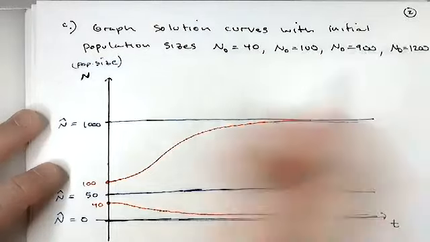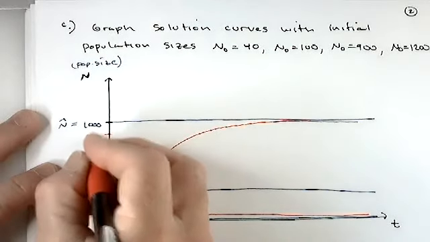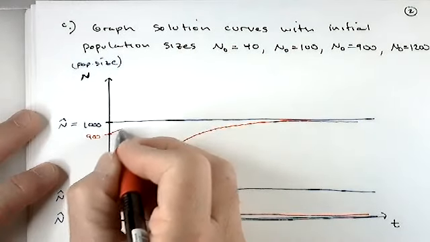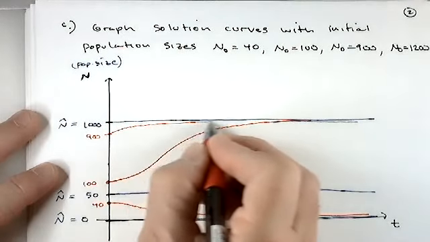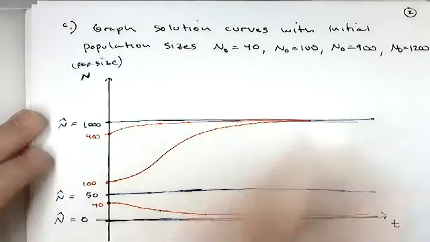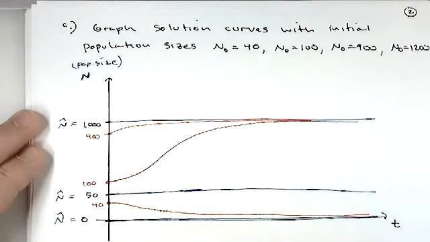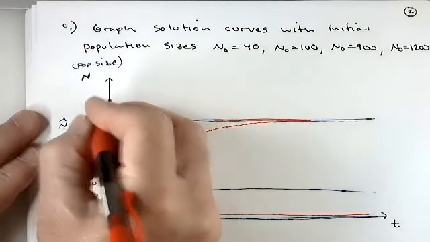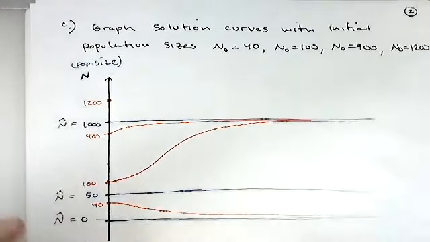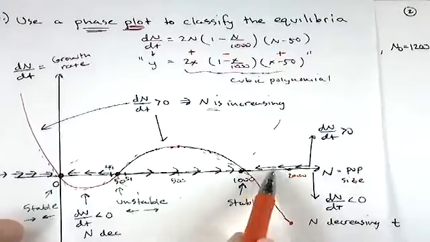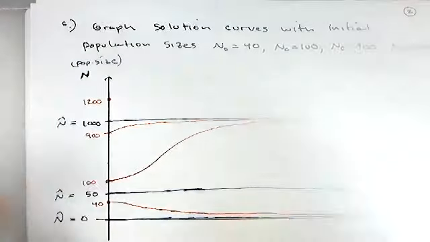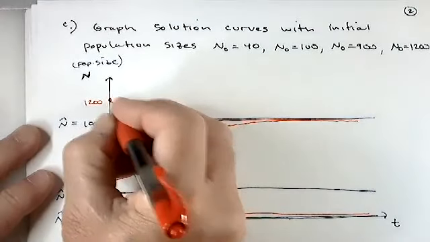If I started at 900, which is really close to the carrying capacity, at that point it's just going to be leveling off. And then if my squirrel population were to suddenly jump to 1,200, we saw that over here, because 1,000 is a stable equilibrium, the population will actually decline gradually.